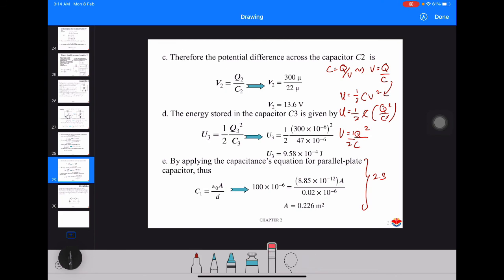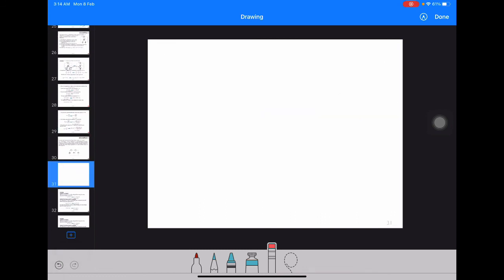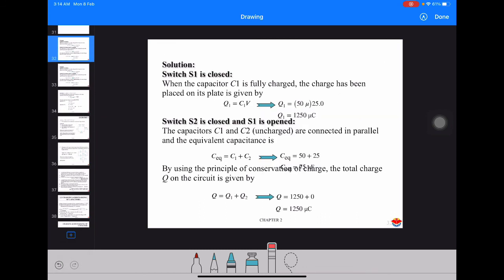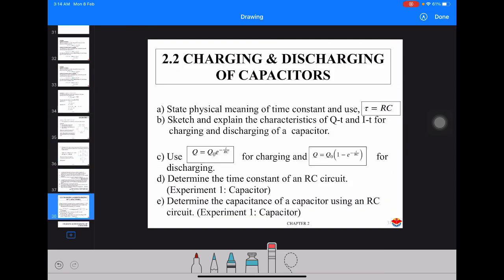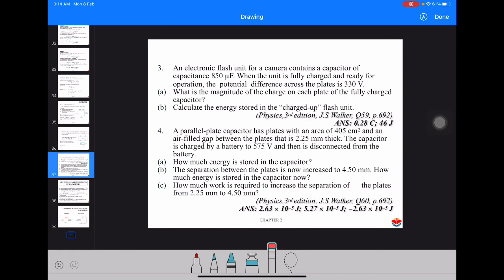So normally in exam, something similar like this. They ask you to calculate energy stored after you have all the information to calculate this. And then, okay, so I think that's all for today's video. We continue the next one for subtopic 2.2. So I'm going to put this one as our end here.